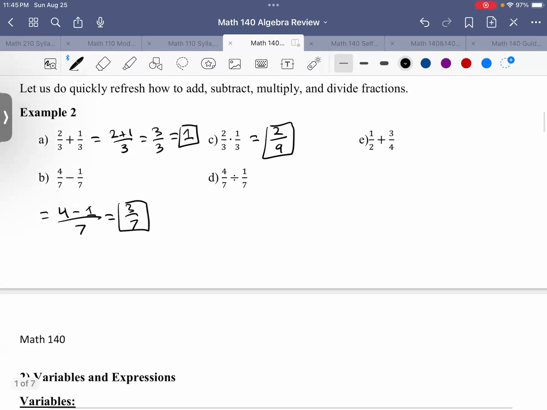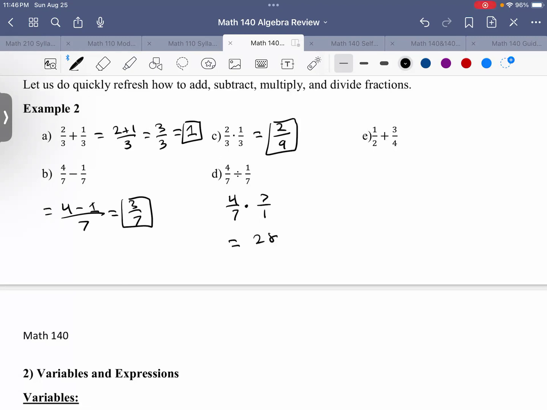And now what about dividing? Dividing is a little less straightforward, but it's the same thing over and over. 4/7 divided by 1/7: you take 4/7 and reciprocate whatever you're dividing by. So this becomes 4/7 times 7/1. We flip that fraction over on its head, and then it's just multiplying. 4 times 7 is 28 over 7, which simplifies to 28 divided by 7, which is just 4. So when you're dividing, you just flip it and then multiply.